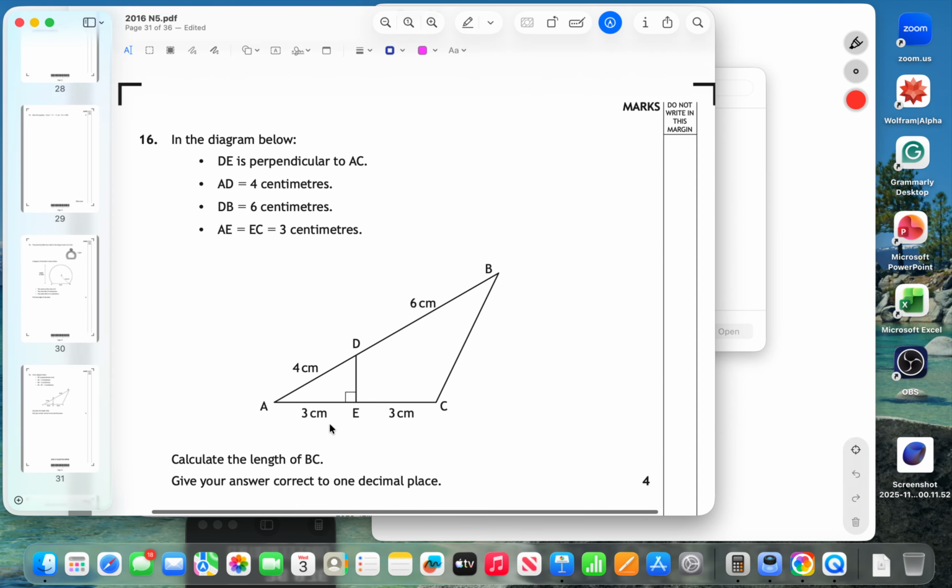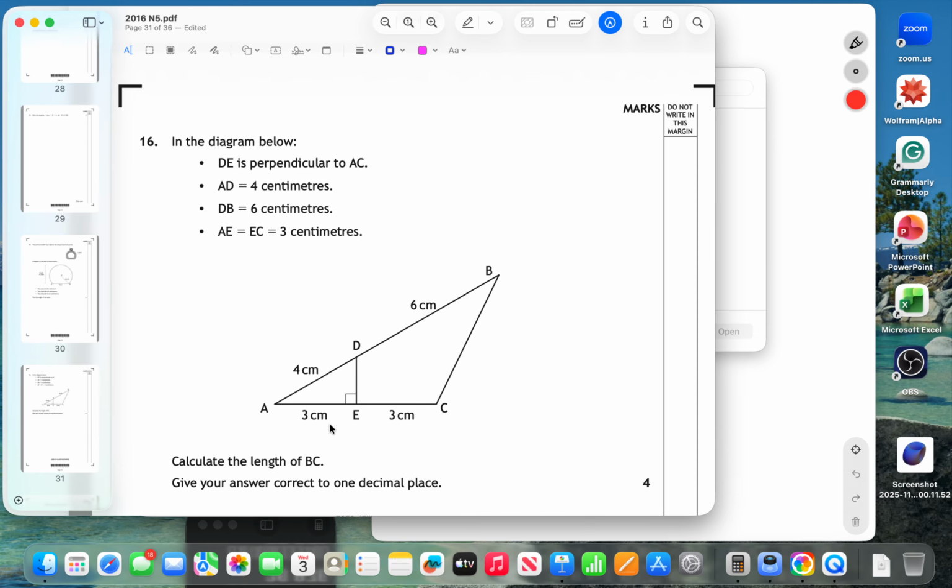So this is the last question of the 2016 paper 2. Question 16, we have to calculate the length of the side BC to give your answer to 1 decimal place. We have some information up here. If you want to pause the video, then go ahead and have a go at it, but I'm going to continue.